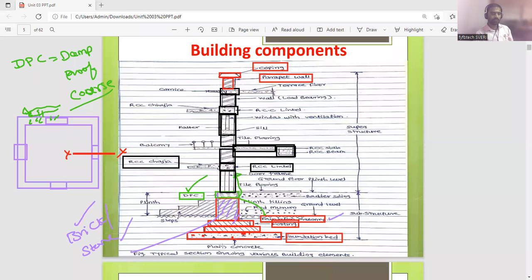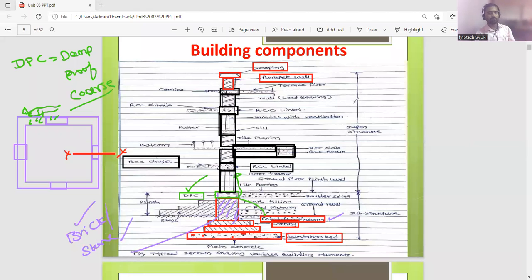Yes, all, sir. This cross section is important from the exam point of view. If your paper is offline, this is asked for 8 marks, this cross section in the offline paper. If your exam is online, then he may ask any of the components.